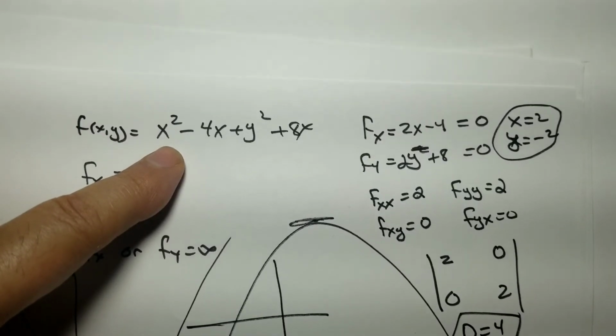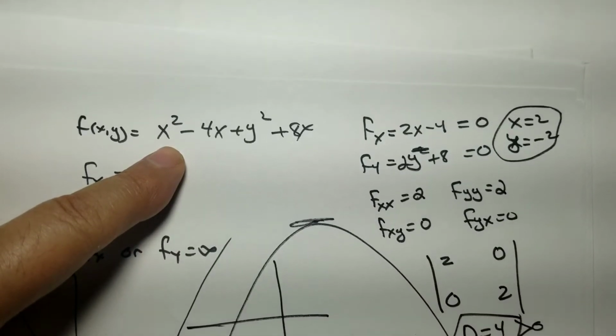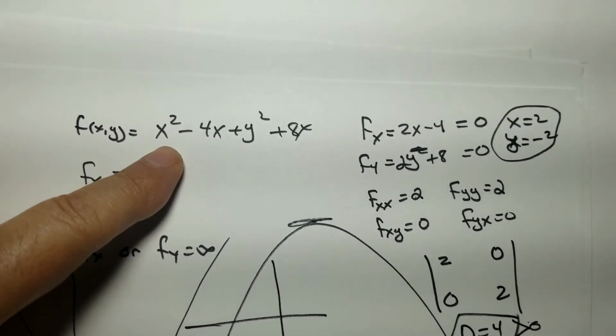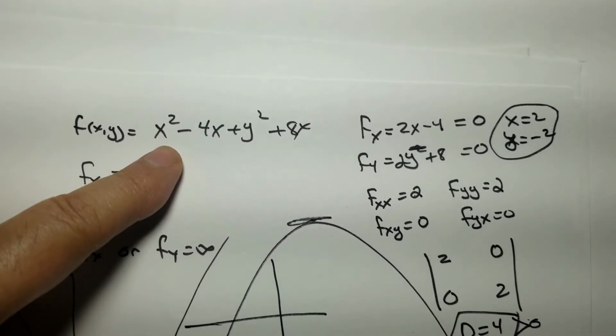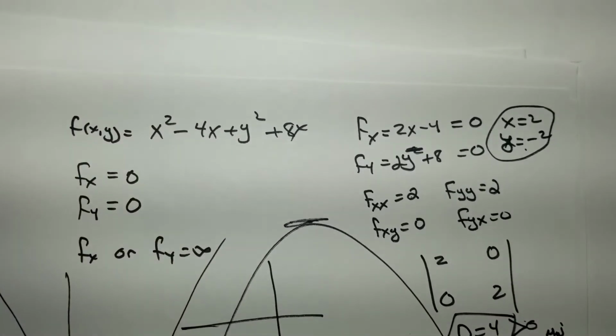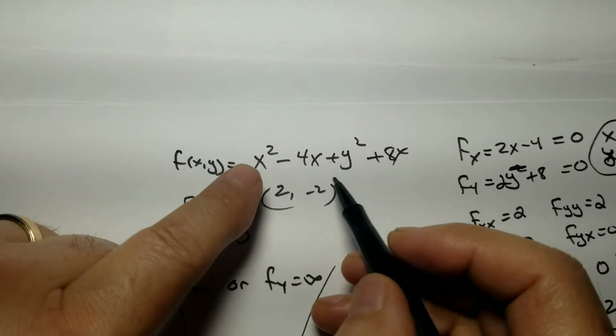What is f of xx? My f of xx is 2. Oh, that's positive, that's positive. What is positive times positive? Oh, I know positive times positive in algebra is positive. But when you talk about optimization in multivariable, a positive and a positive give you the minimum value. That's the minimum value.